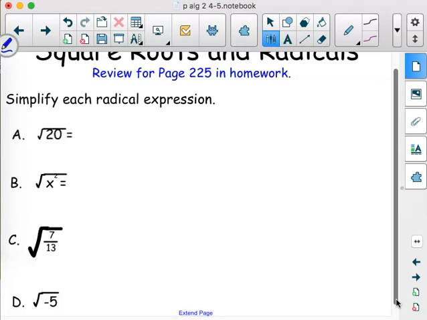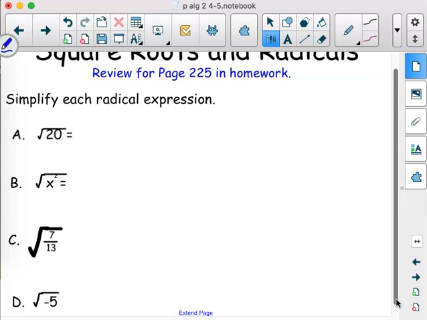This page has me a little bit nervous. I remember thinking as I looked at it last night, you guys might not have done a whole lot of this because of last spring with COVID. Does anybody remember what we do to the square root of 20 to break it up? Break it into 2 and 10. We have to break it up, but we're going to break it into something that has a perfect square. So we need a, 5.